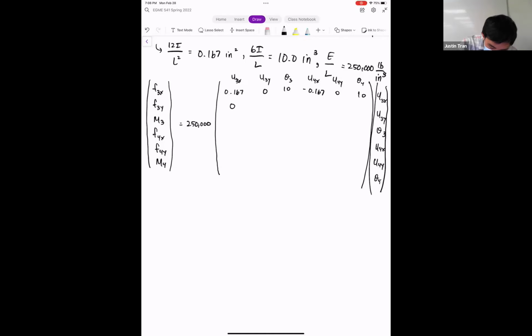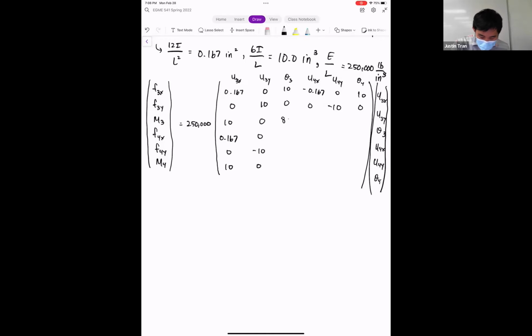And so we have a 0, a 10, 0.167, 0 and 10. Next, we have the second row. The second row starts with a 10, 0, 0, minus 10, and 0. And then just like the first row, we're going to write that into the first column because it's symmetric. So we have a 0, 0, minus 10, and 0.